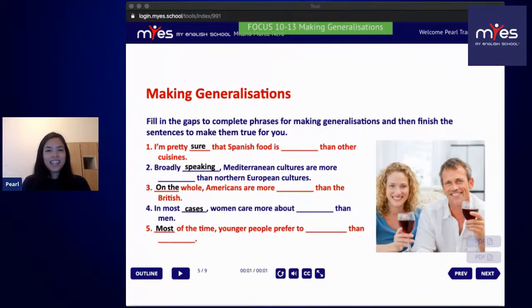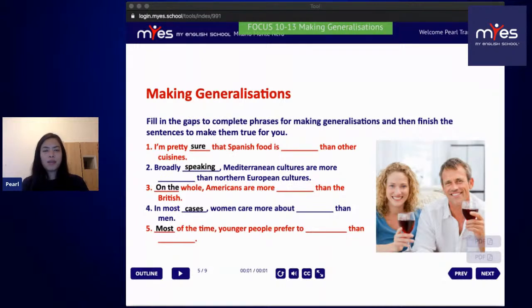Right? Good. Number 5, most of the time, younger people prefer to make TikTok videos than older people. I don't know. We are all young. What do we prefer to do compared to other people? Most of the time, younger people prefer to go out during the night than older people. Yes, I think that is an accurate generalization. Younger people prefer to go out during the night than older people.